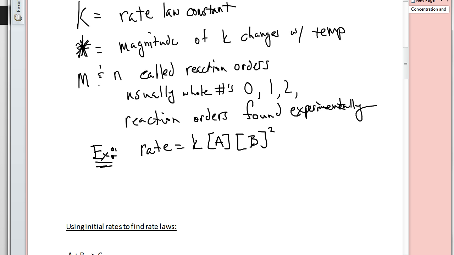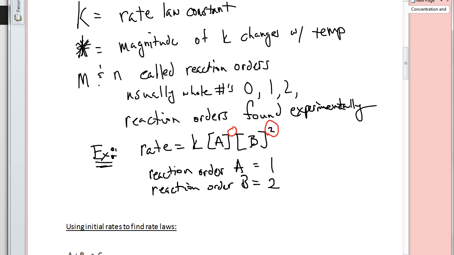First off, it means that the reaction order for reactant A is 1. We say it's a first order reaction. The reason why it's 1 is, well, there is no exponent written there, and so it's assumed to be 1. If it's in the rate law, it has a reaction order of 1. For reactant B, as you can see there, there's an exponent of 2 up there. And so we would say that this has a reaction order of 2.